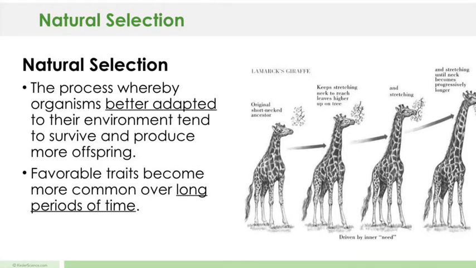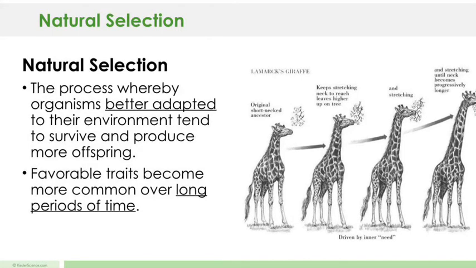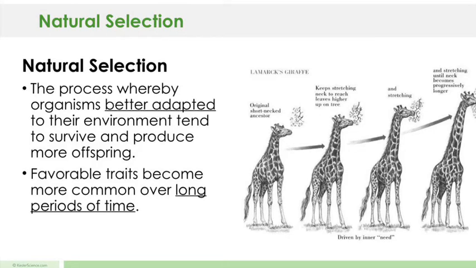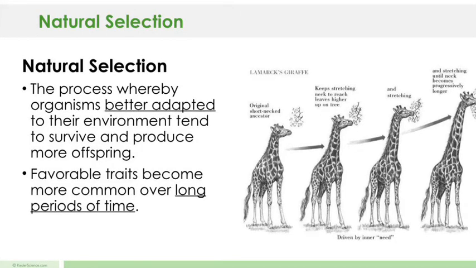For example, the giraffes. Originally, it's believed that giraffes had shorter necks than they do now. And because that is a trait that helps them survive by being able to get the leaves off of the trees, that trait has been brought through, and it is something that you now see commonly in giraffes.